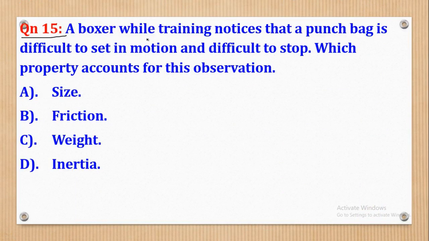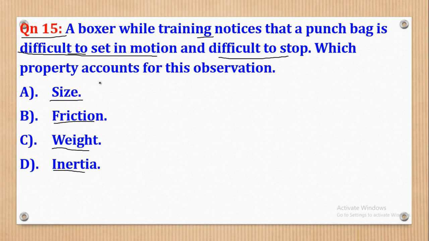A boxer, while training, notices that a punch bag is difficult to set in motion, and difficult to stop. Which property accounts for this observation? Option A is size, option B friction, option D is weight, and option C is inertia.